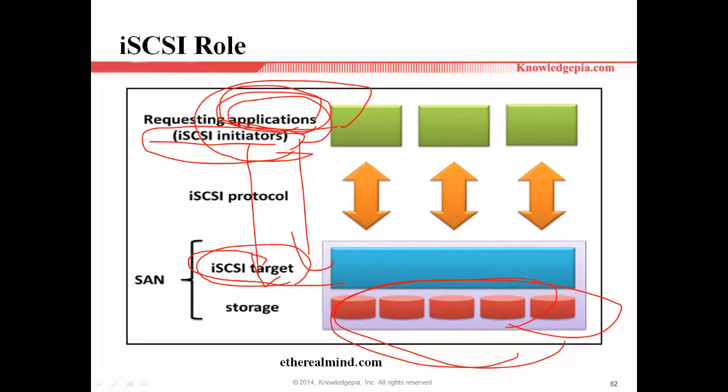The side that provides access to the storage devices we normally call the iSCSI target. To access the iSCSI target, normally we can use the iSCSI protocol. This is the role of iSCSI between the iSCSI initiator and the iSCSI target.